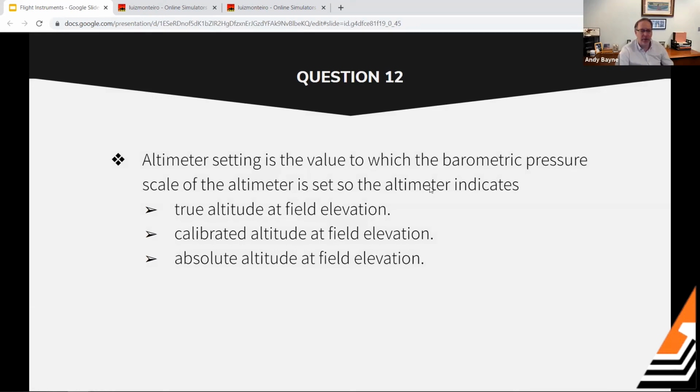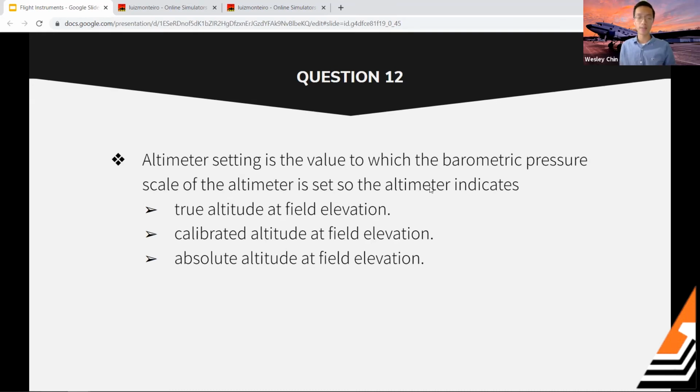Calibrated altitude at the field elevation. All right, so they're trying to trick us with this one, right? There's such a thing as calibrated airspeed, so they're trying to throw us off in that sense. It wouldn't be calibrated altitude, since we don't have a definition for that one. So it would be either true or absolute altitude. Again, this depends on whether we understand the definition of each. Would it be true? Because if it was absolute, we'd set it to 0. There you go. Exactly.